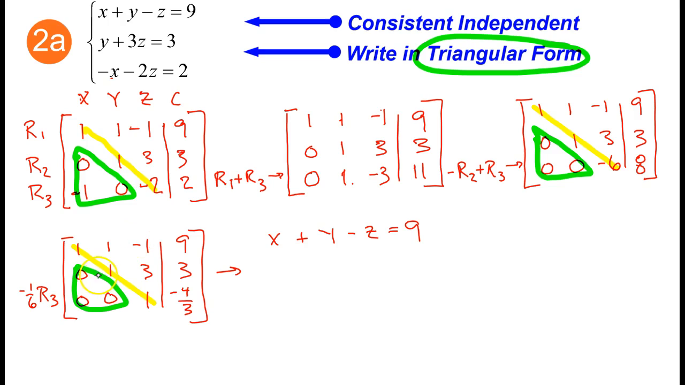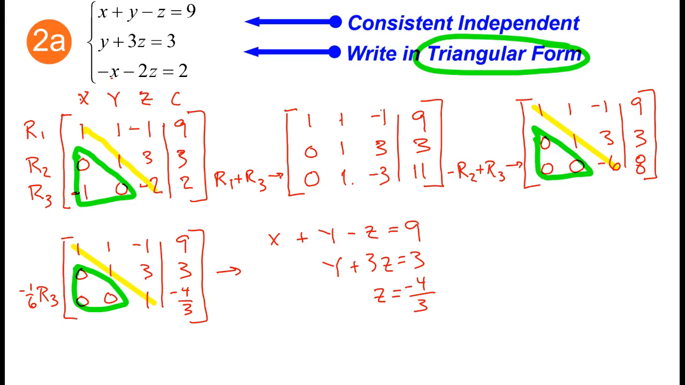My second equation, it's going to be 0x, so I'm not even going to write it, plus 1y plus 3z equals 3. My last equation is 0x plus 0y plus 1z equals negative 4/3. So this system is now written in triangular form. What I can do is use z equals negative 4/3 and substitute back into this equation to find y, and then both of those values back in this equation to find x. I'm going to go ahead and pause the video and do that now.